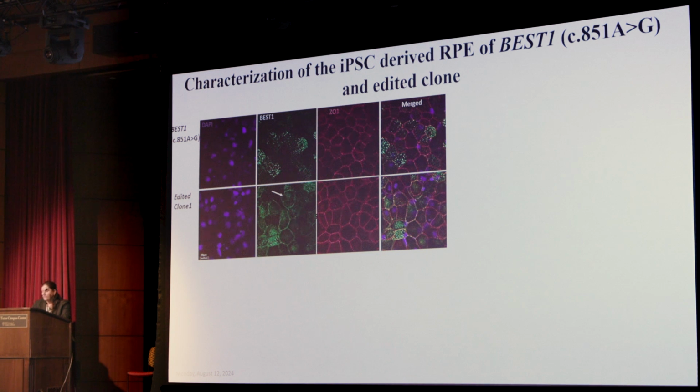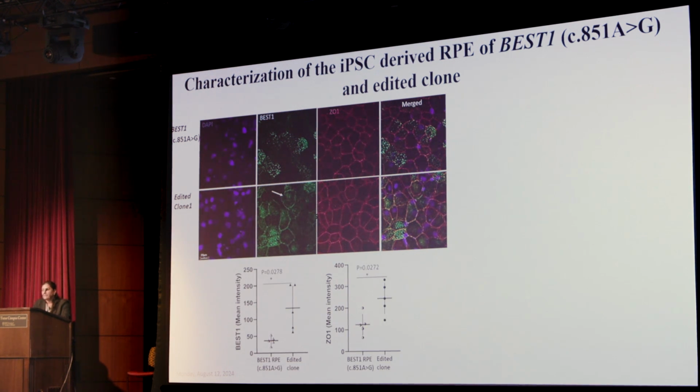We then characterized the iPSC-derived RPE for BEST1, because that's the protein we are working on. In the mutated line, we saw mislocalization of BEST1, whereas in the edited line, its expression is very much localized to the basolateral side. We also quantified BEST1 and ZO1. In both cases, the mutant line is very low in the expression of both proteins, ZO1 and BEST1, but in the corrected line, we see higher expression of these two proteins.